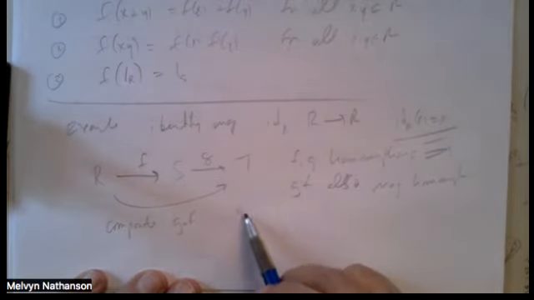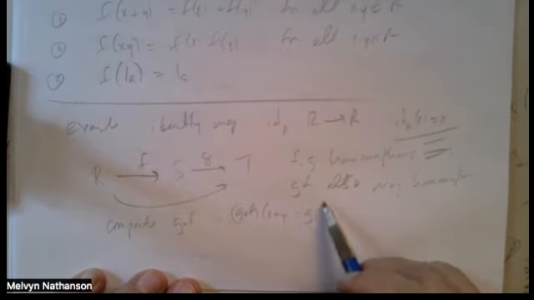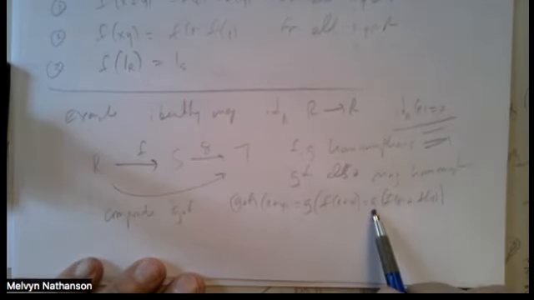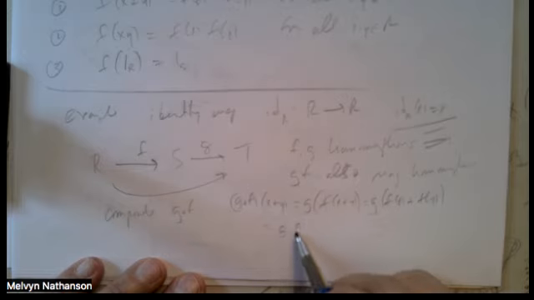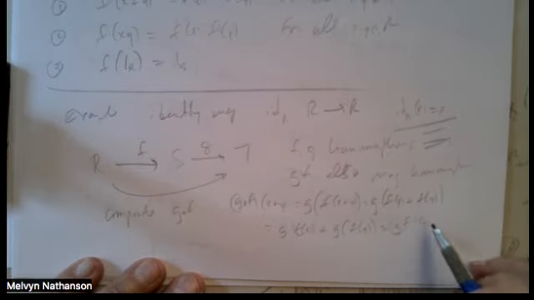And the proof, if you write everything down carefully, is as follows. If I take g composed with f of x plus y, this means g of f of x plus y. But because f is a homomorphism, f of x plus y is f of x plus f of y. And because g is a homomorphism, this is g of f of x plus g of f of y, which is gf of x plus gf of y.